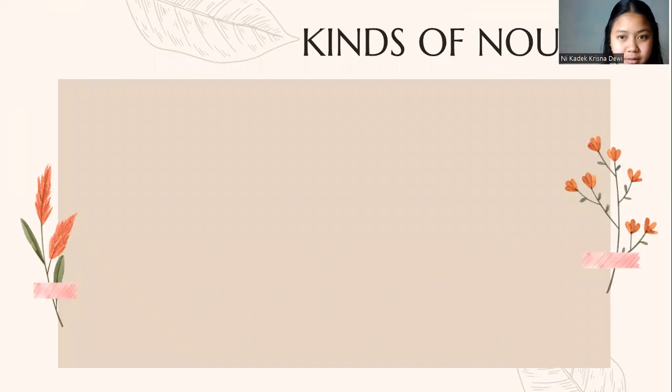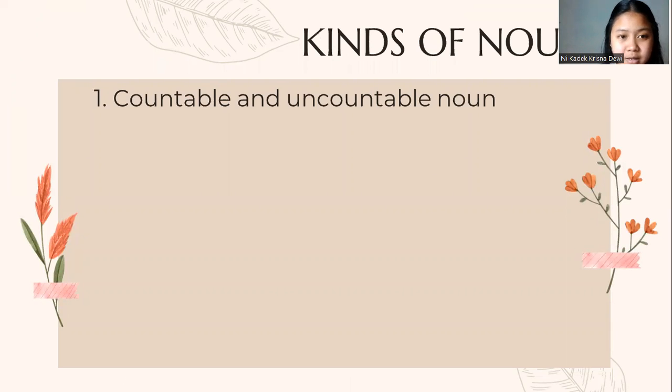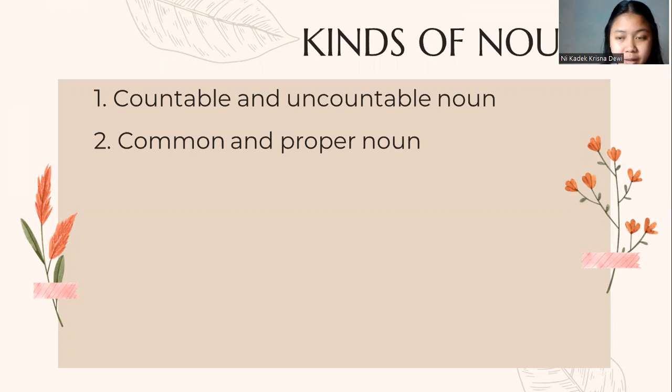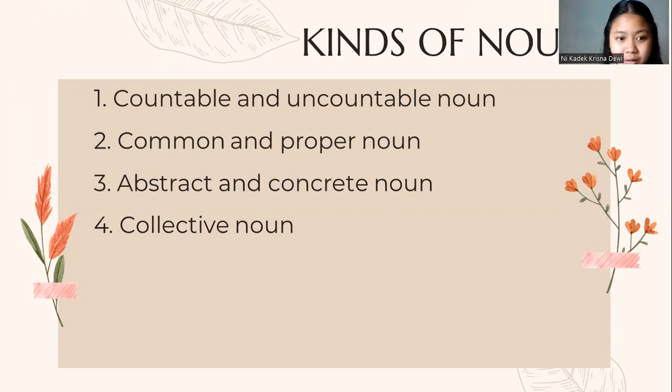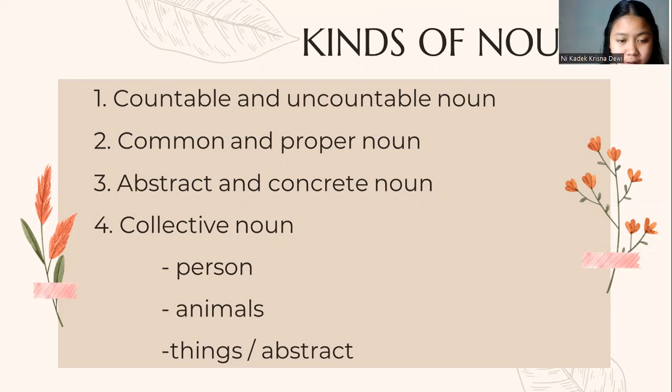Kinds of noun. Number 1 is countable and uncountable noun. Number 2 is common and proper noun. Number 3, abstract and concrete noun. Abstract here means unreal, invisible, cannot be touched. And for concrete, the meaning is real object. Number 4, collective noun, like person, animal, things, or abstract.